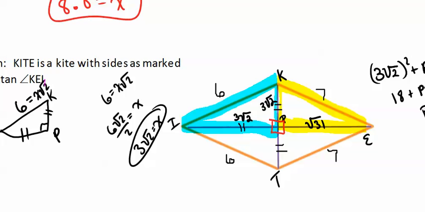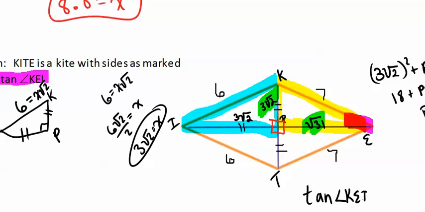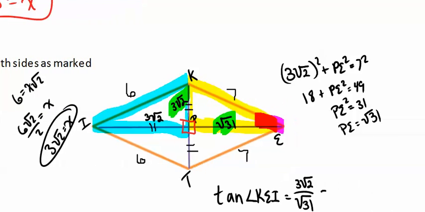And remember, we're trying to find the tangent of KEI. So from this angle here, the tangent is opposite over adjacent. So the tangent of angle KEI is 3 square root of 2 over square root of 31. And if we rationalize, that's 3 square root of 62 over 31.